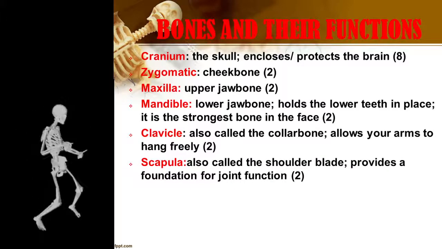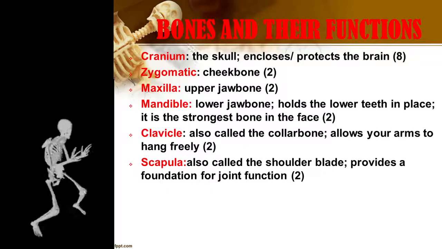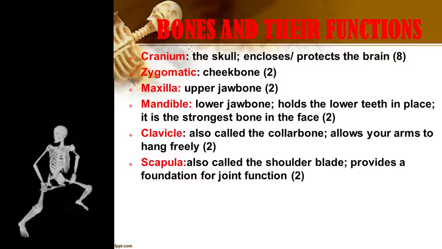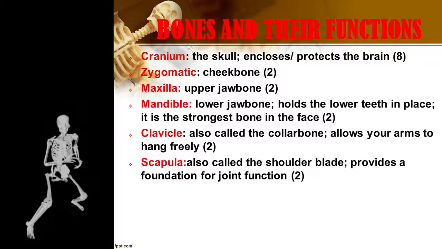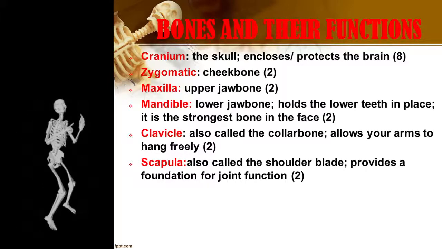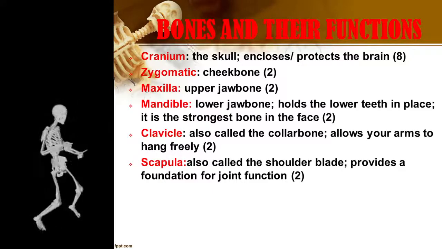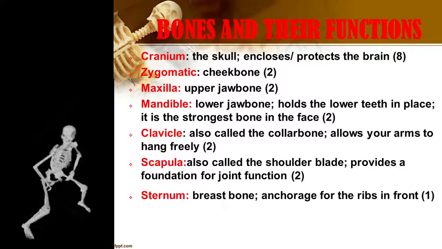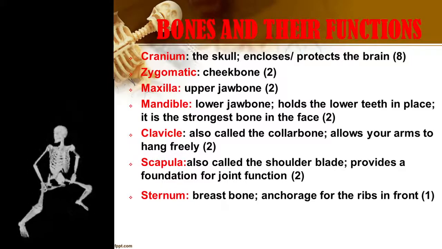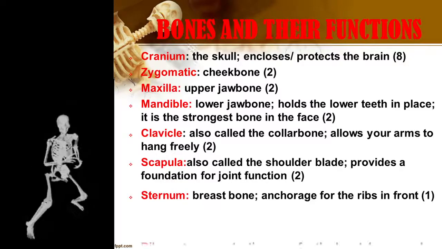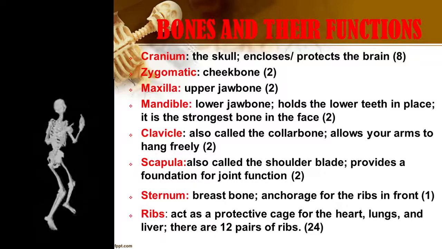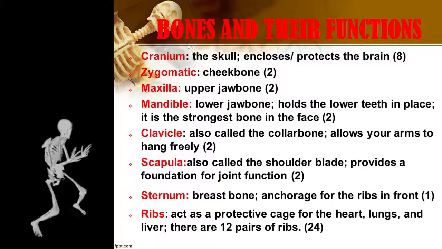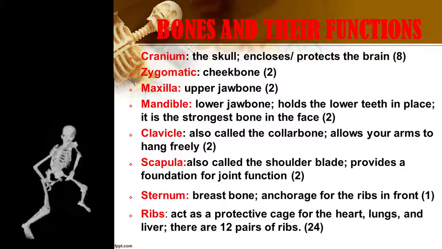So we have 2 clavicles, the left and the right. Then we have the scapula, also called the shoulder blade. It provides foundation for joint function, and it also attaches or is connected to the arms. Then we have the sternum or the breastbone. It is found in the middle of our chest, and it serves as an anchor for the ribs in front. Then we have the ribs, so it acts as a protective cage for the heart, lungs, and liver. We have 12 pairs of ribs, so that makes a total of 24.